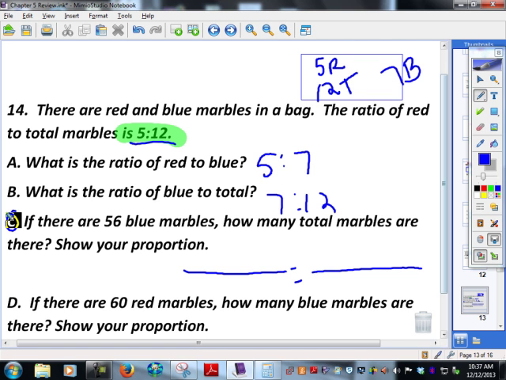So I am comparing blue to total. So I know this is going to be blue, this is going to be total. Why did I put total on the bottom? Because there's only such a thing as part to part or part to whole. There's no such thing as a whole to part ratio. So I put my actuals in here. This is what I'm trying to figure out, right? Right there's exactly what I'm trying to figure out, correct?